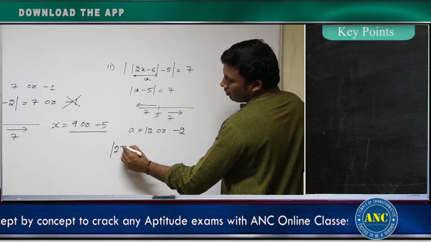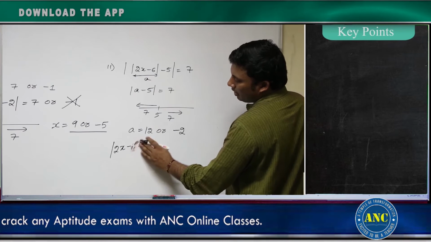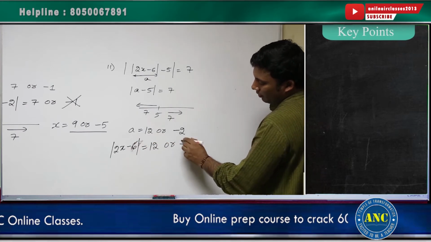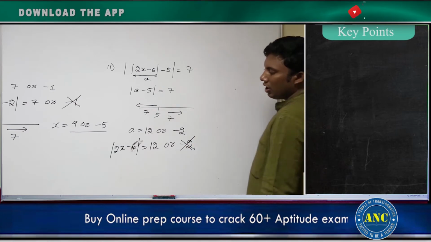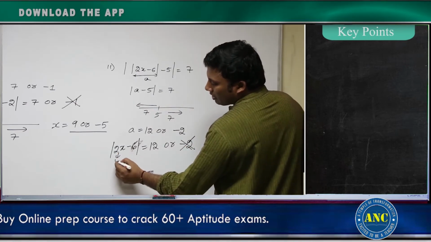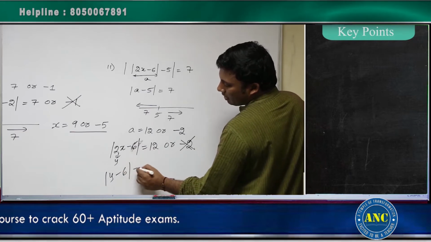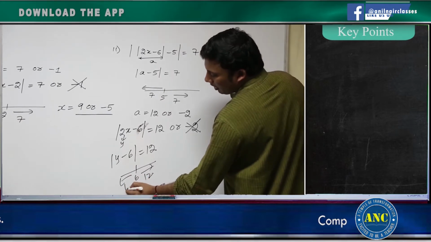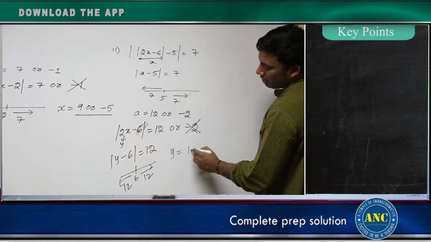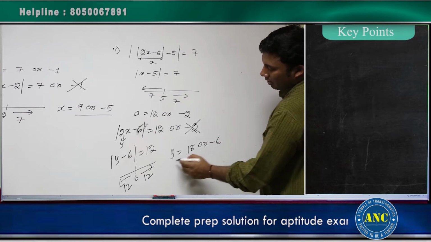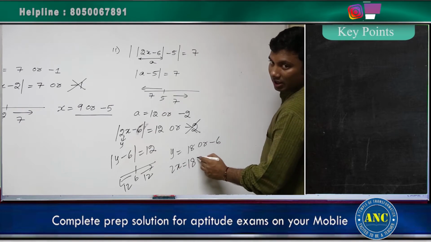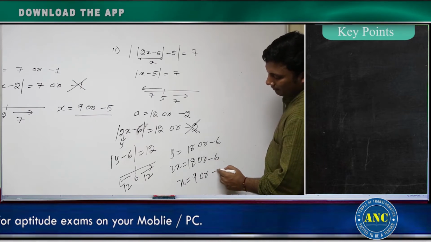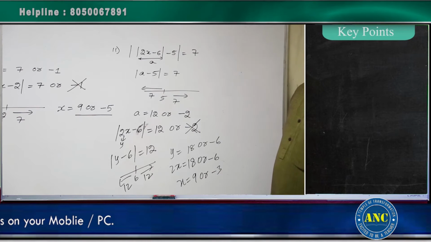So mod 2x minus 6 is 12 or minus 2. Minus 2 is not possible. So mod 2x, call it as y, and solve it. Mod y minus 6 equivalent to 12. Y is there at 6. 12 forward, 12 backward. So y will be 18 or minus 6. Y is 2x. 2x is 18 or minus 6. X will be 9 or minus 3.